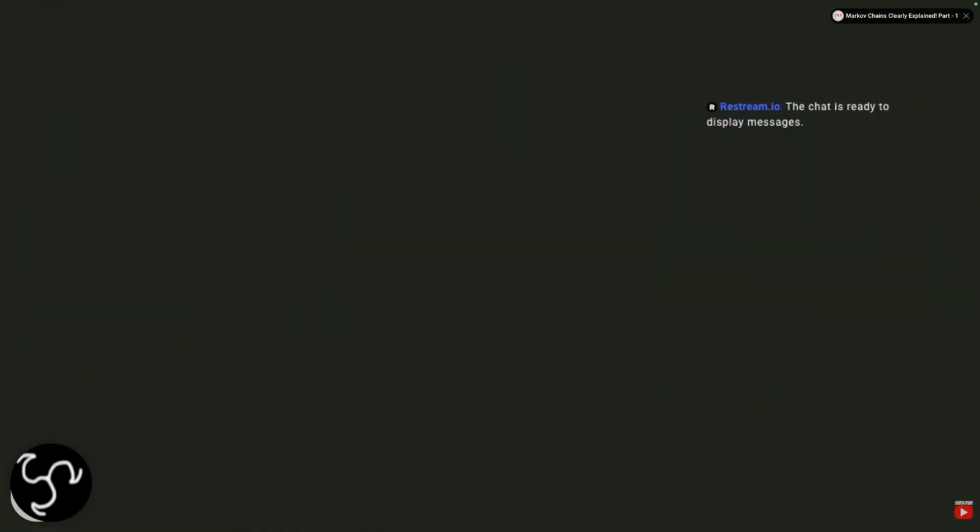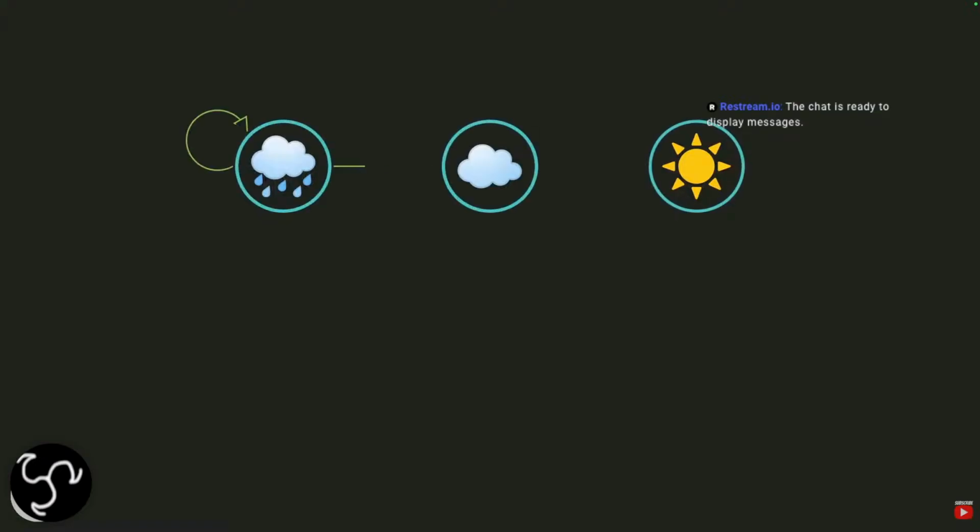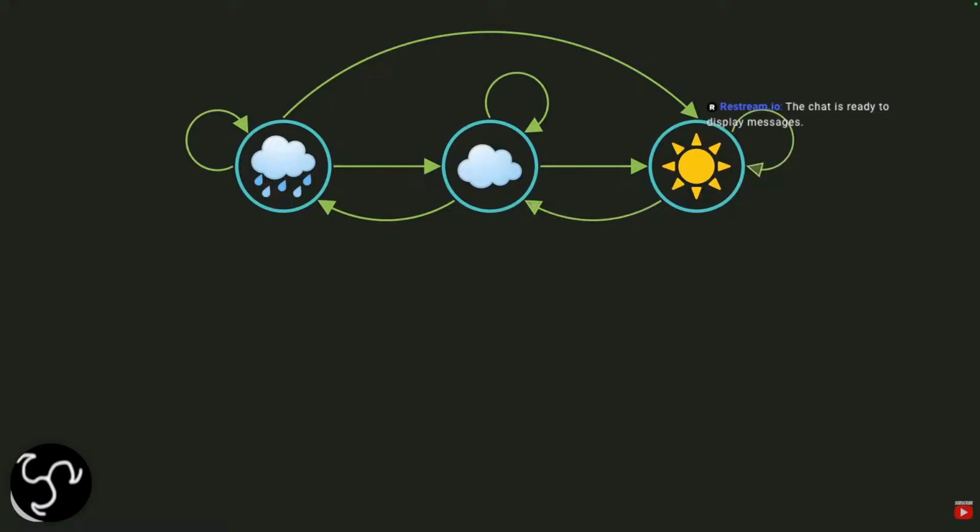Okay, let's start our discussion with our friend Jack, who lives in a hypothetical town. There exist only three kinds of weather in that town: rainy, cloudy, and sunny. On any given day, only one of them will occur. And the weather tomorrow depends only on today's weather. Yes, we can model this as a simple Markov chain. Let me add the state transitions. And here are the transition probabilities.